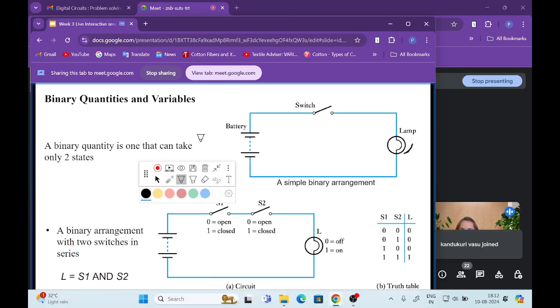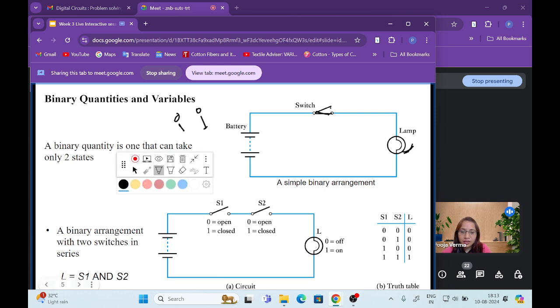Okay, so this is a normal binary, a simple binary arrangement. For example, if it is giving 0, that switch will be open and the output will be 0. That lamp will not light up. If it is 1, that means we are giving the power, and that light will be on. And the binary arrangement of two switches in a series is also called an AND gate representation.